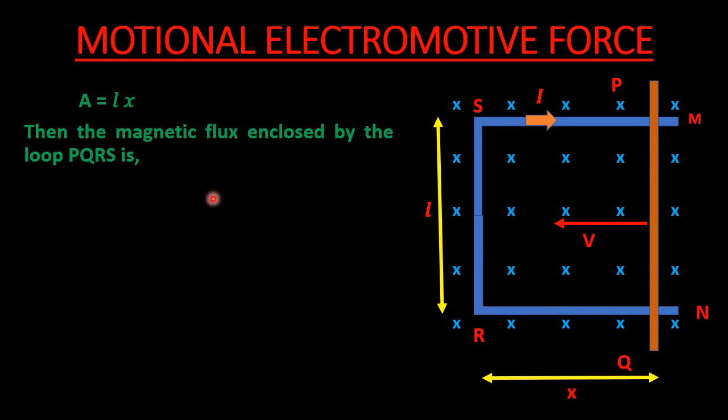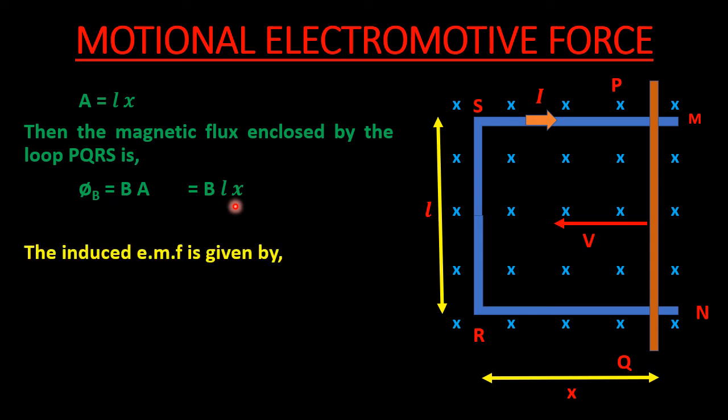The expression for the flux enclosed by the loop PQRS is given by phi B equals magnetic field into area. So using this equation, we get magnetic flux equals BLX. Then the induced EMF is given by E equals minus d phi B by dt. So this phi B we replace by this expression.